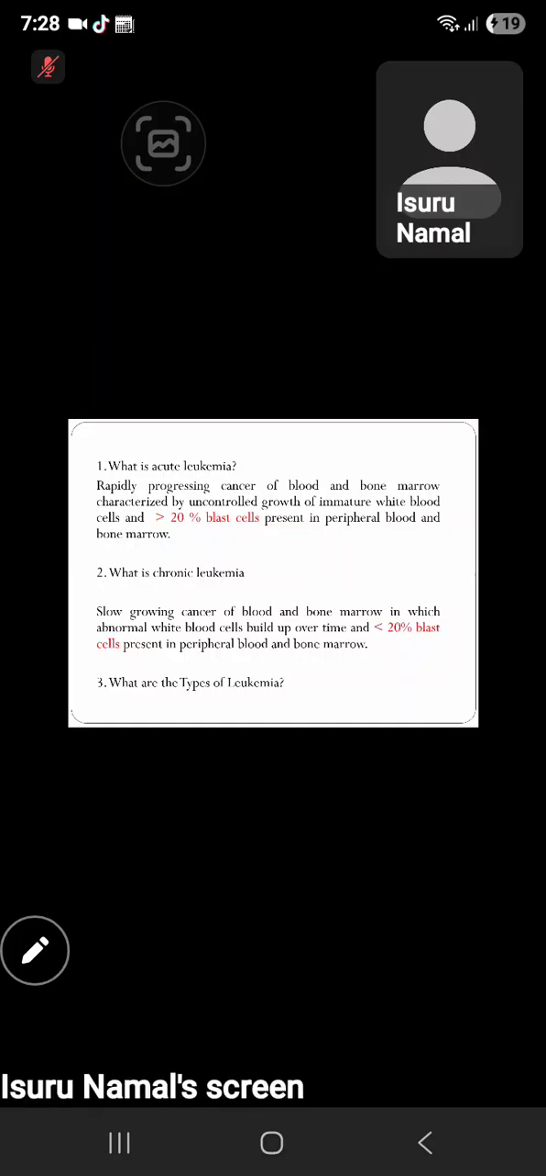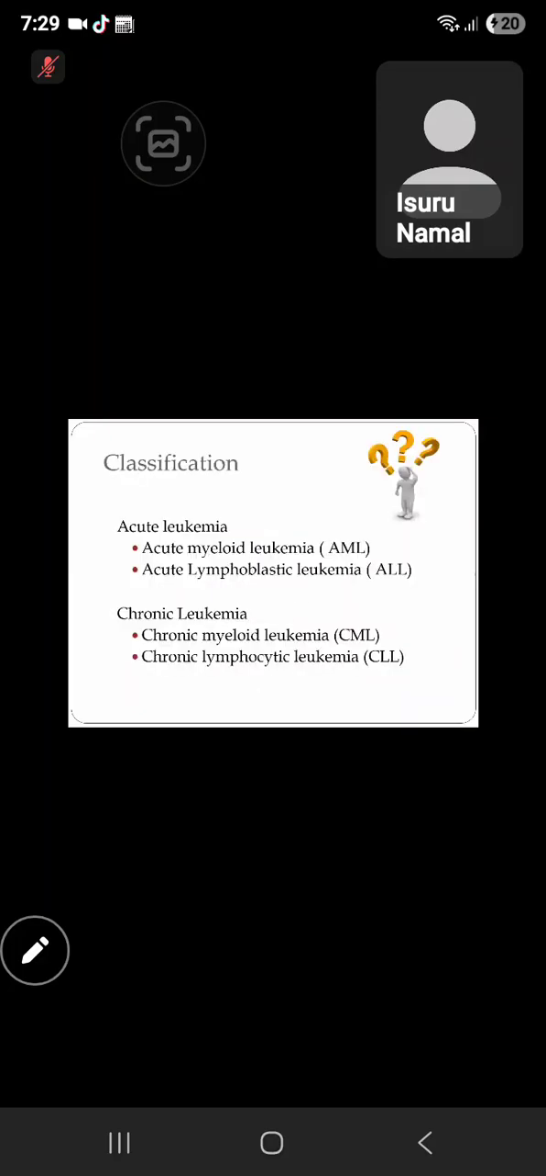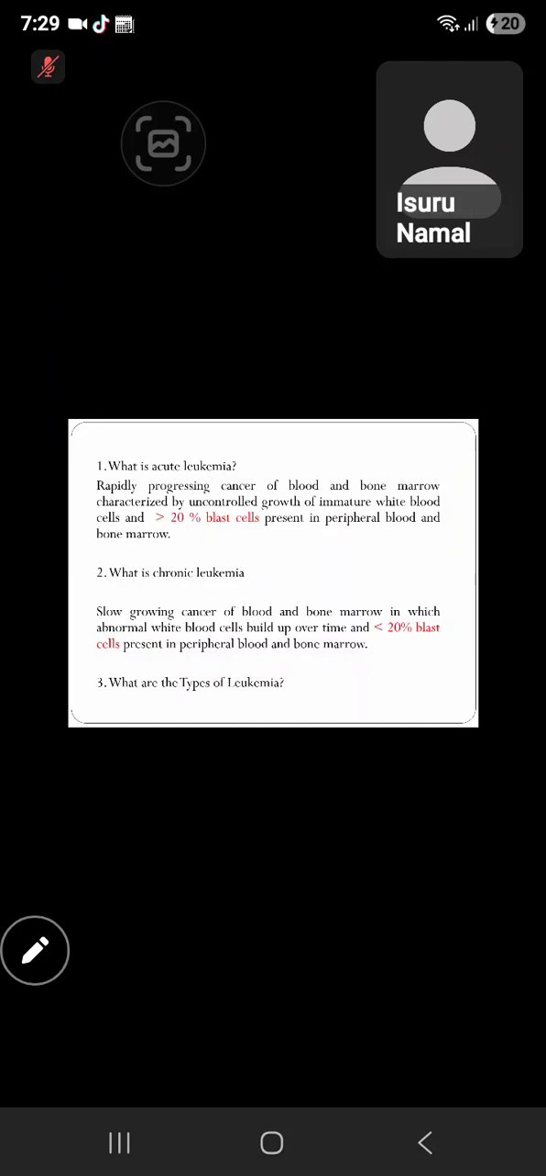Slow growing cancer and abnormal white blood cells built up over time, and blast percentage is less than 20, right? Okay. Then what are the types of leukemia? As we know, these are very simple things to the hematology people who are working in hematology sections, but we have to discuss because some people don't have the touch at this moment. What are the types of leukemia?